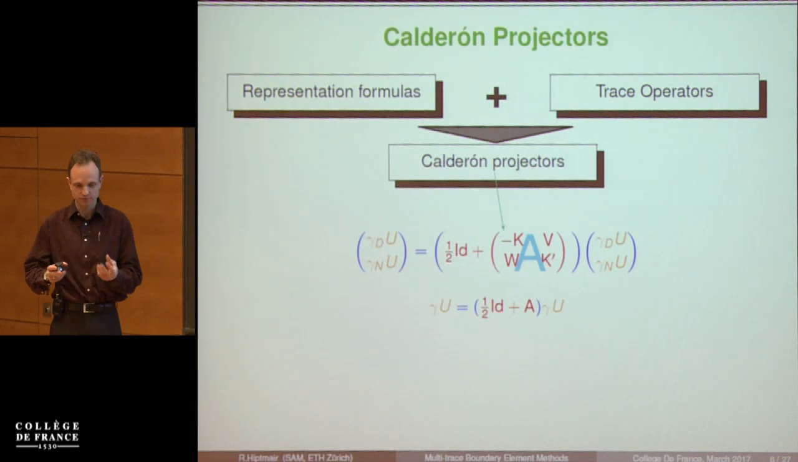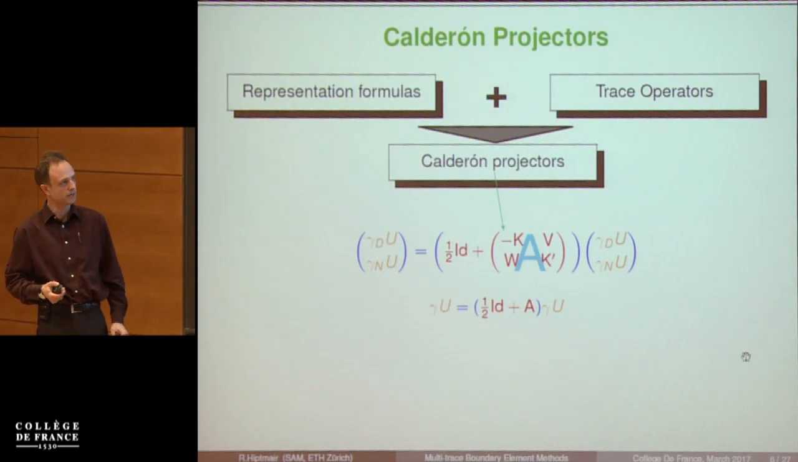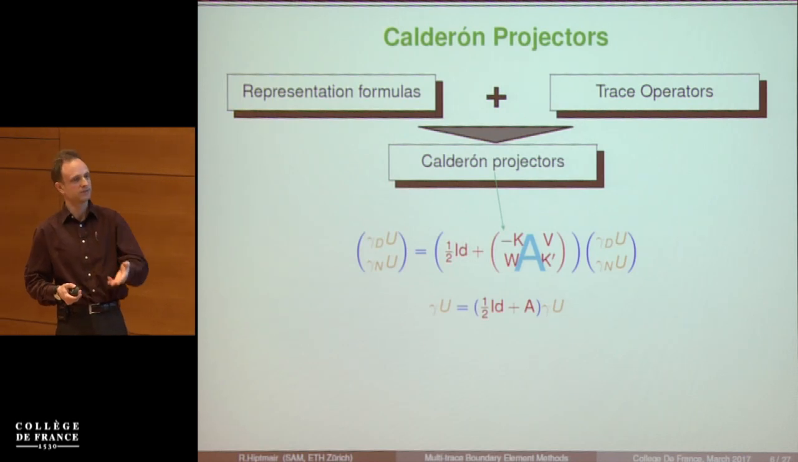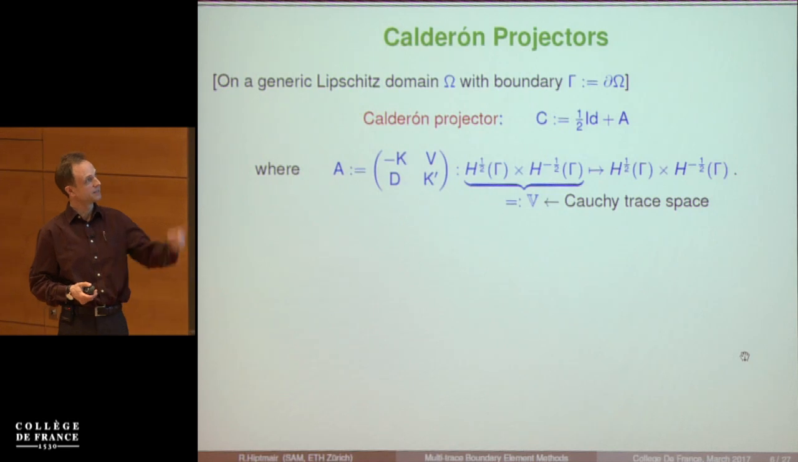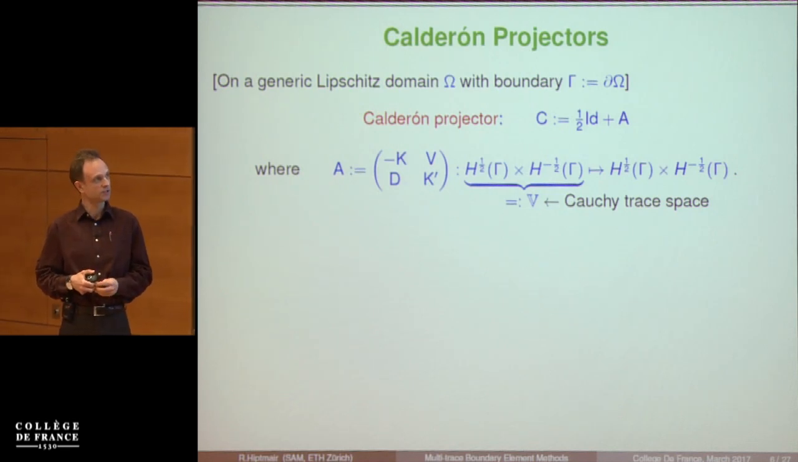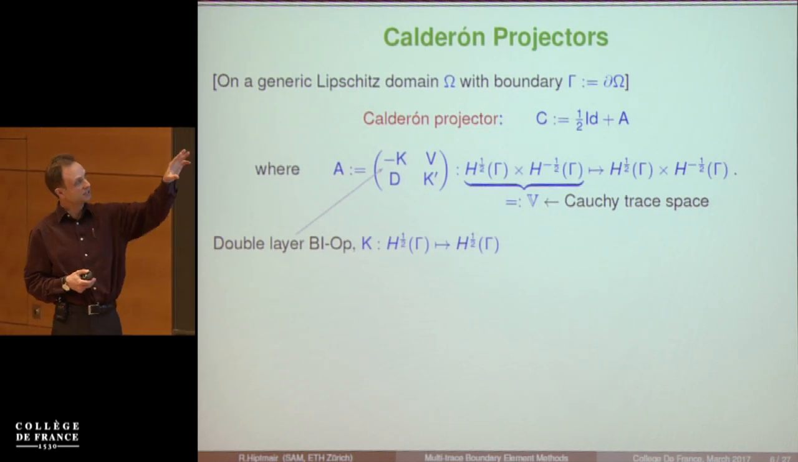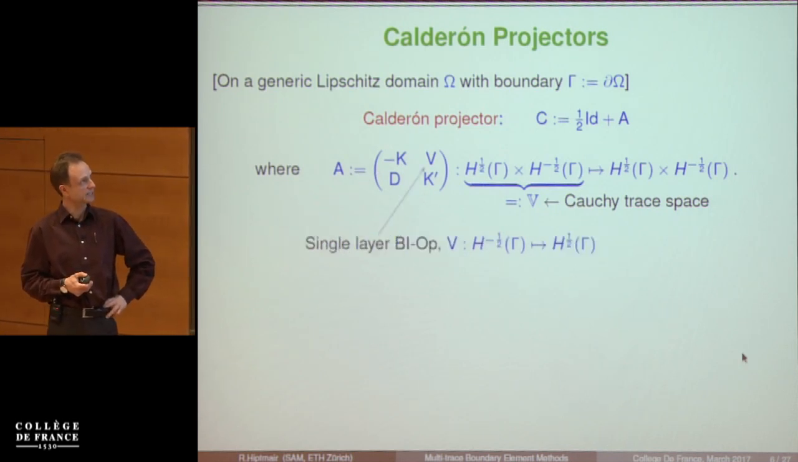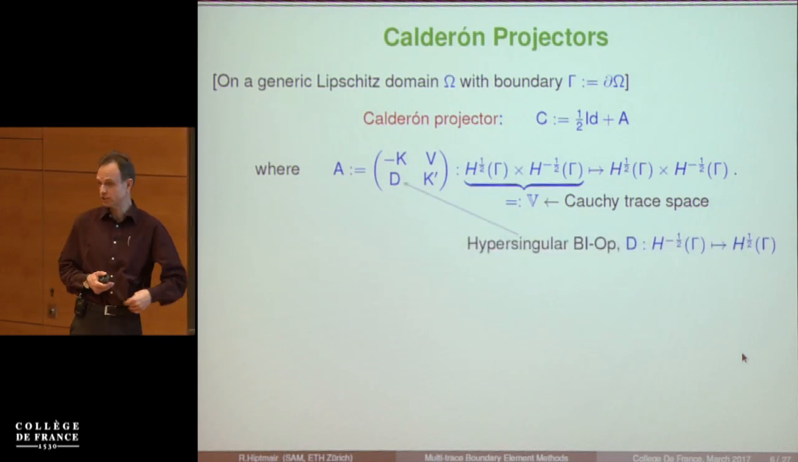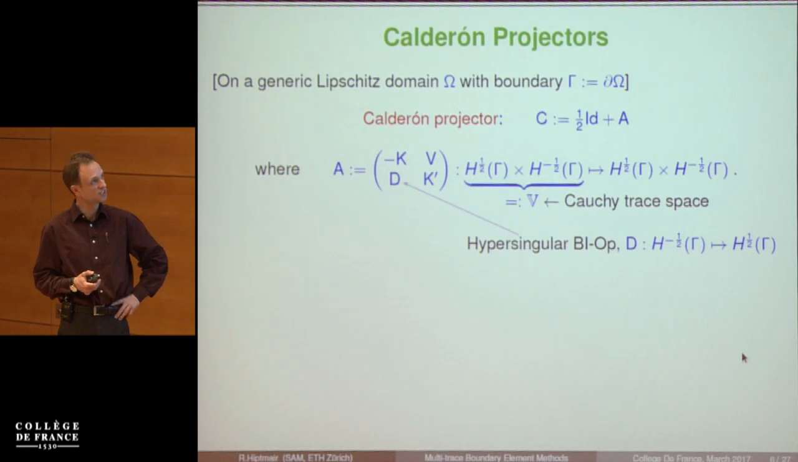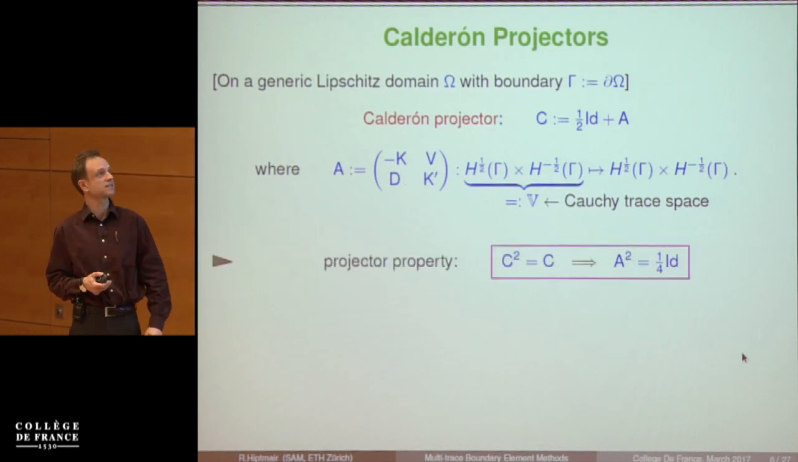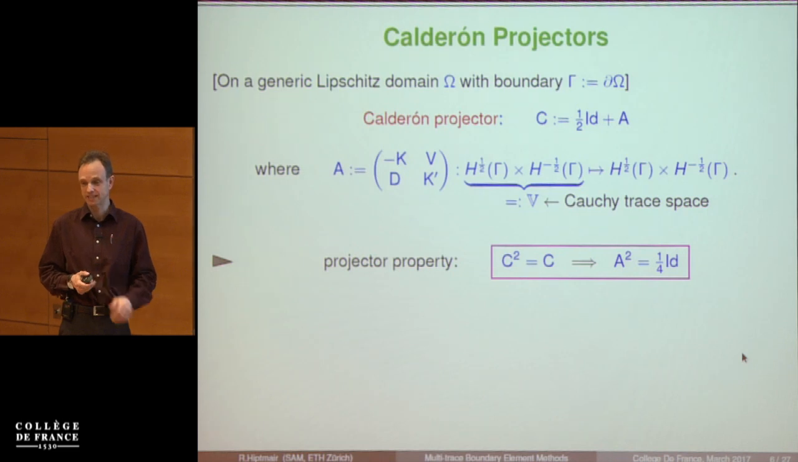Everything is viewed from the point of view of Cauchy trace spaces, combining Dirichlet and Neumann traces into one trace space, H^{1/2} and H^{-1/2} together. My symbol for this Cauchy trace space is just V. And so the operator A maps V again into V. It has many interesting properties. It's composed of the classical boundary integral operators: double layer, single layer, adjoint double layer, hypersingular, just to tell you the names. But the internal structure is not so important. What is important is that 1/2 identity plus A is a projector, and so A squared is actually a multiple of the identity.